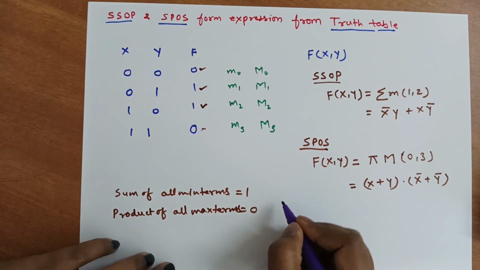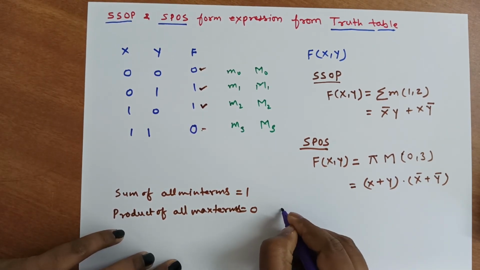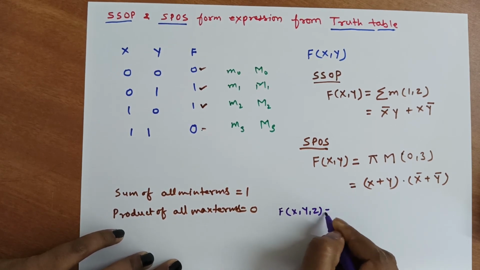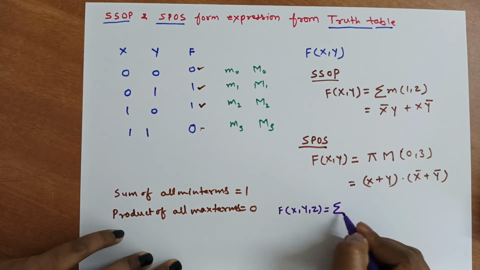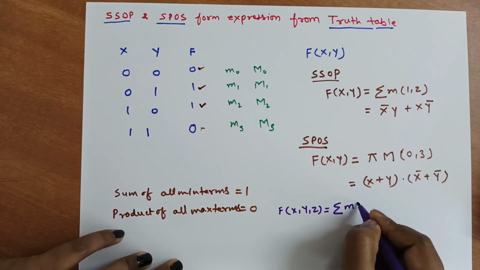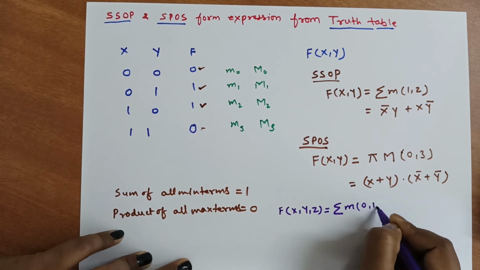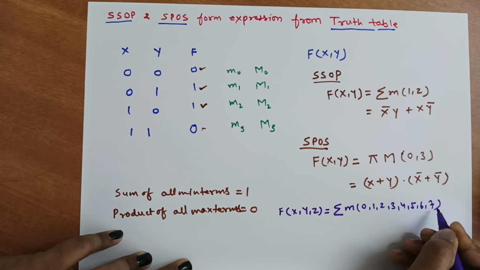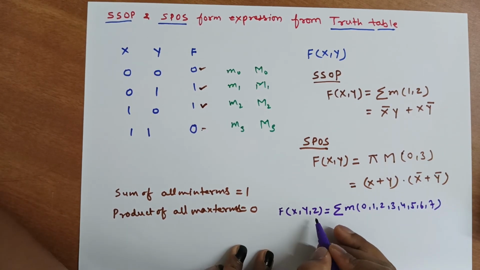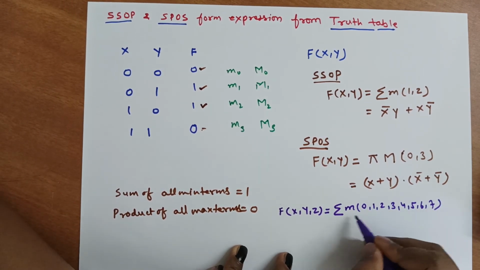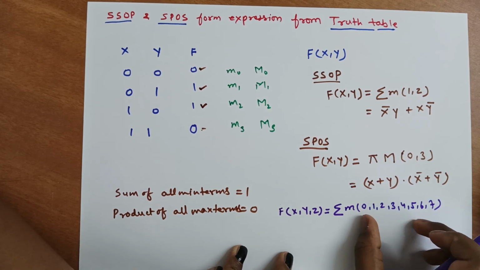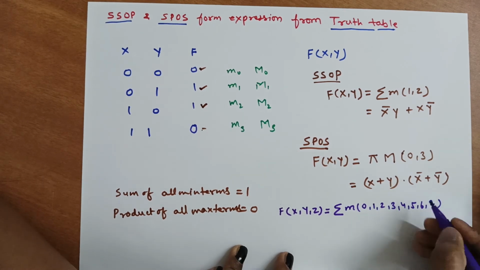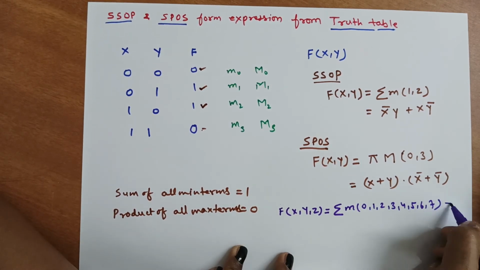Suppose there is a function given as f of x, y, z equals summation of min terms of 0, 1, 2, 3, 4, 5, 6 and 7. So here 3 variables mean a total of 8 min terms are possible, and we are taking all the 8 min terms. So this value will be the sum of all min terms, that is 1.